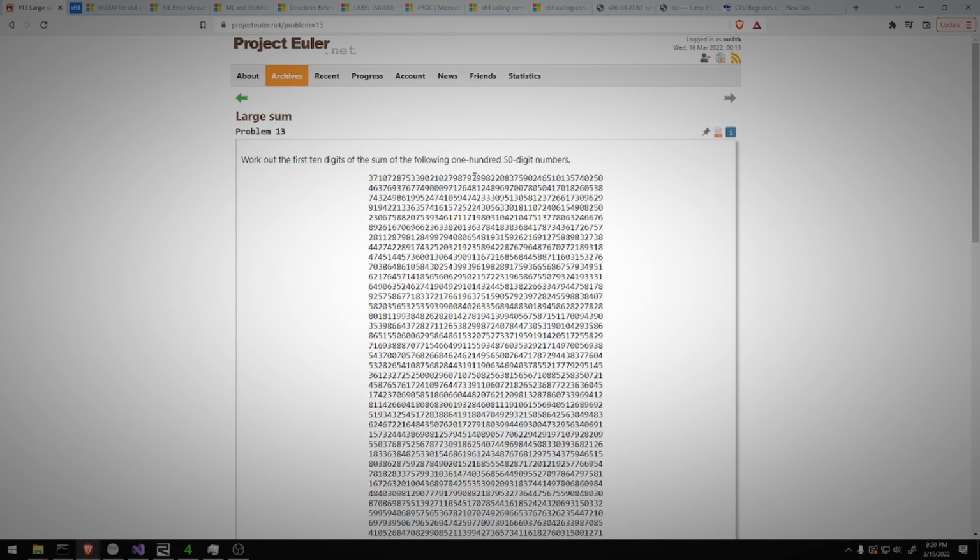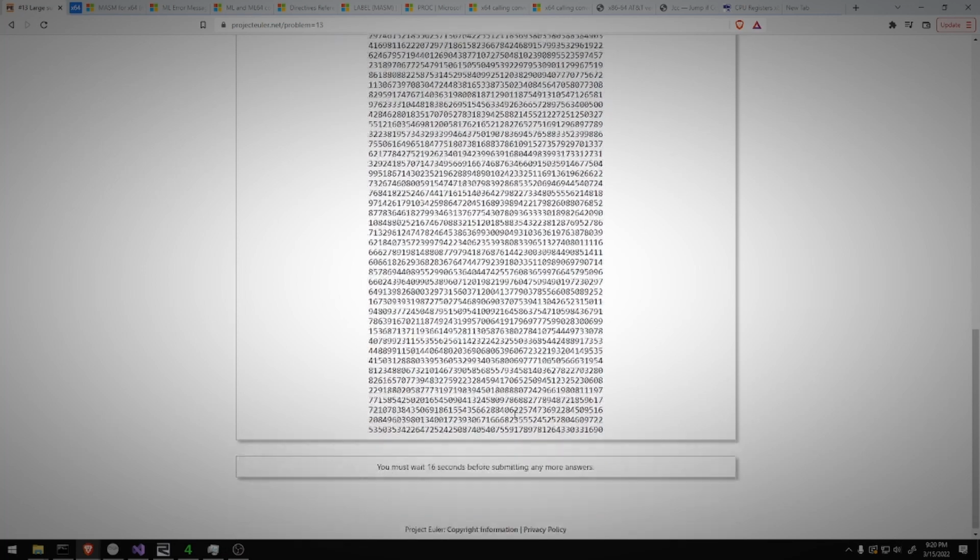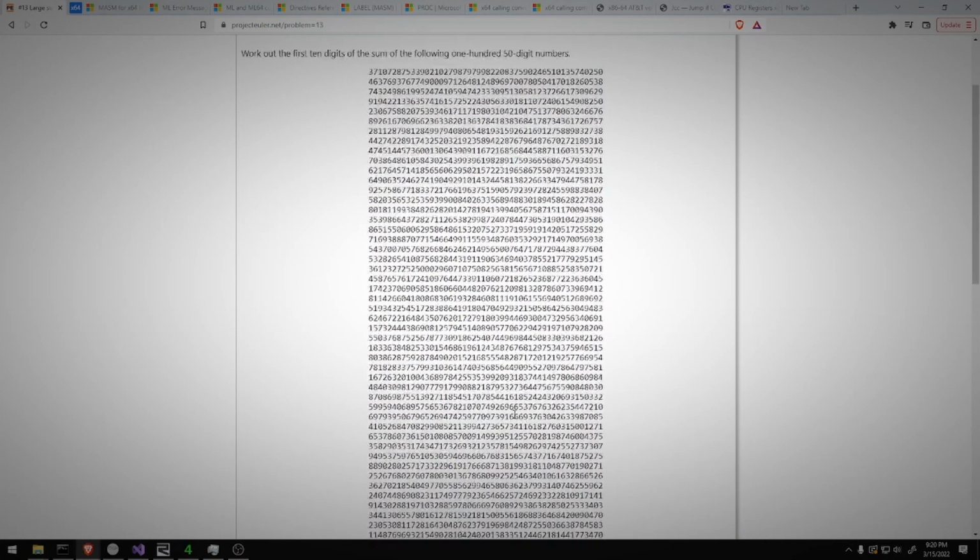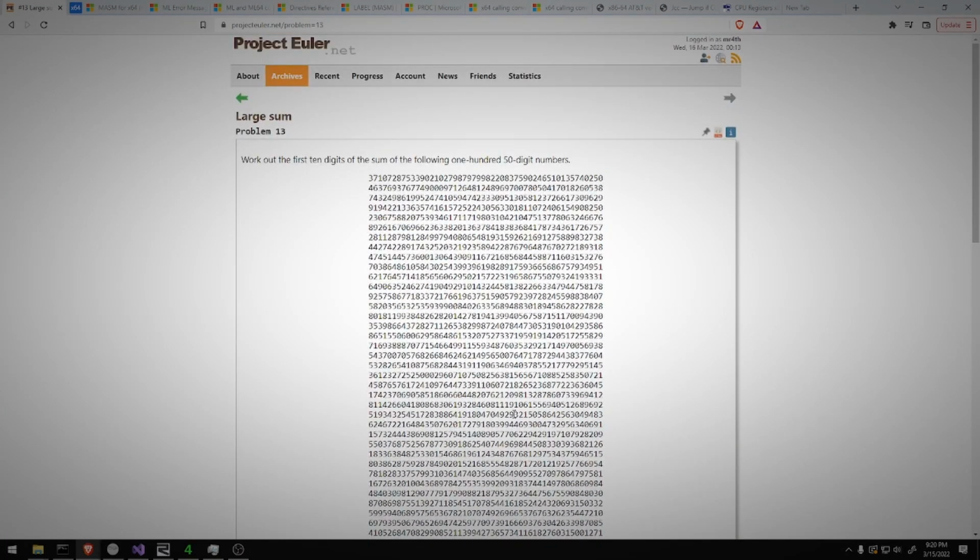So what it wants us to do is to say, suppose we were to take the sum of all of these. Then that would give us some number. We don't know what number that would be. It'd be big, but it'd be just some number. And if we can find the highest 10 digits, the most significant 10 digits from that sum, then we're done.